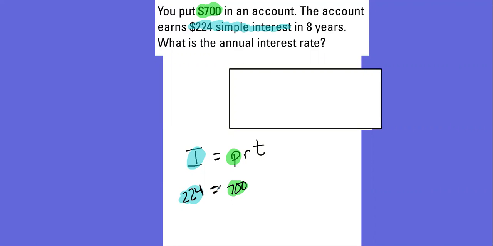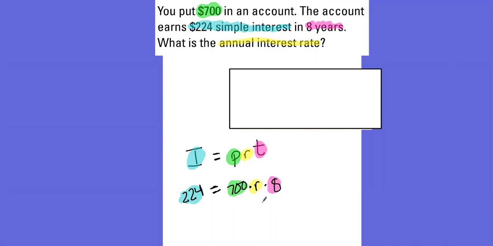And I'm just going to bring my equal sign down. And it says in 8 years. Well, 8 is, of course, my amount of time. So we're just going to plug in an 8 there for T. And it says, what is the annual interest rate? So that's what they're asking me to find. I don't know what this R value is, so I'm just going to leave that as R.